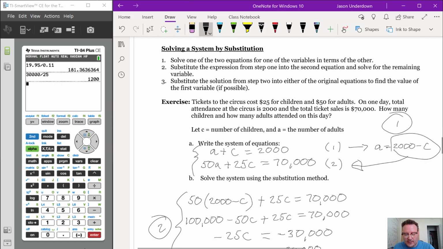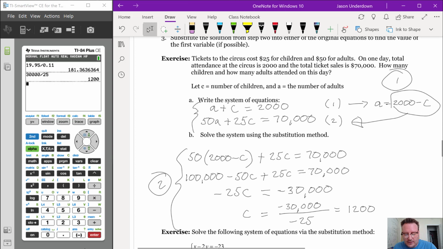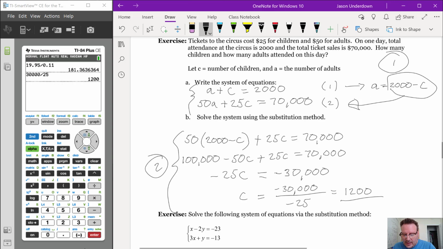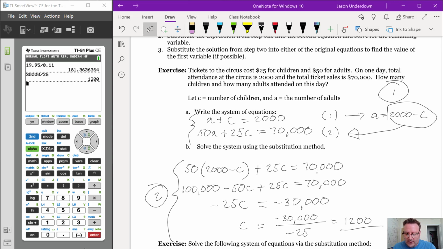And finally, step 3 is what? Substitute the solution from step 2 into either of the original equations to find the value of the variable, if possible. You won't always be able to solve a linear system, right? Sometimes there's no solution. So what I want to do is take this value for C, and since equation 1 is simpler than equation 2, I'm going to plug that value in for C, the number of children's tickets, and solve for A.